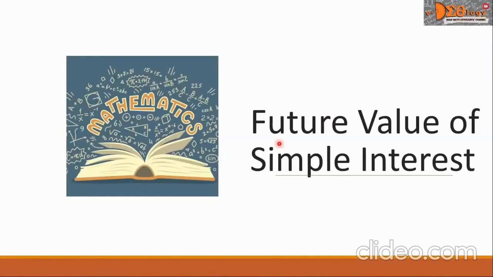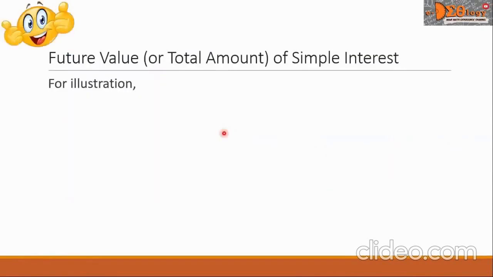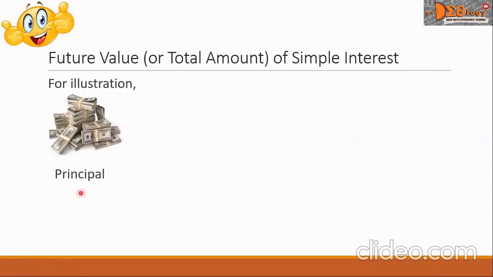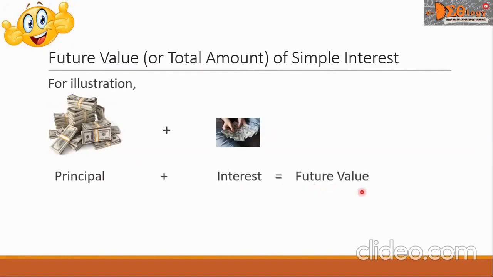Hi everyone. Today we're going to study future value of simple interest. For illustration, we have here money, and if this money is loaned, we call this now the principal. Later on, the principal will incur another money, and this is called interest. If we add the principal and the interest, we will get this future value or total amount.